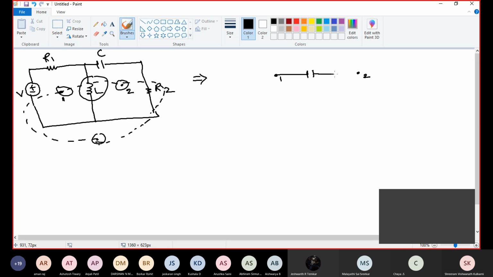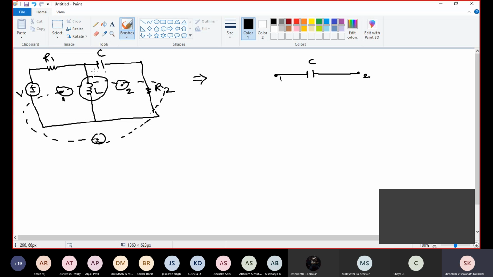Place capacitance in between node 1 and 2. Instead of inductance, I am placing capacitance. Next, by visual inspection, we can see that for this node 1 is the resistance.